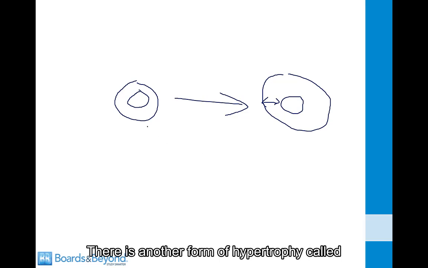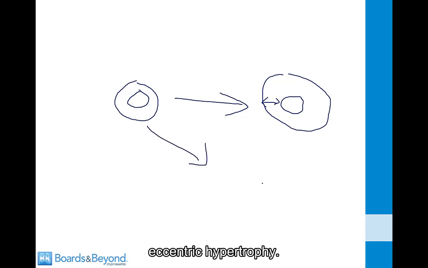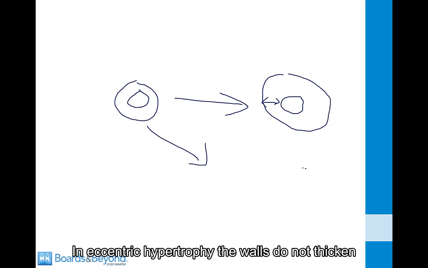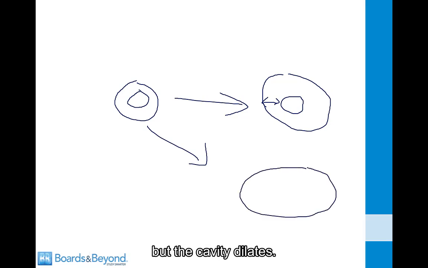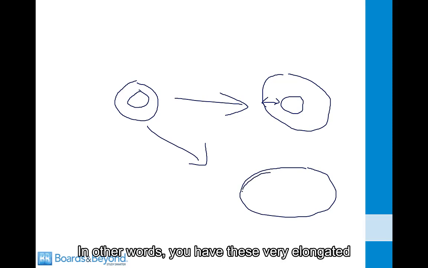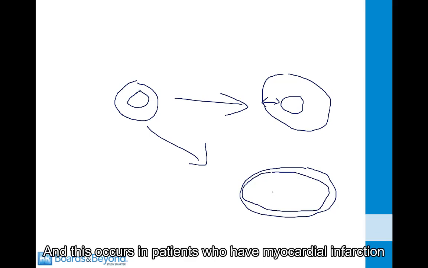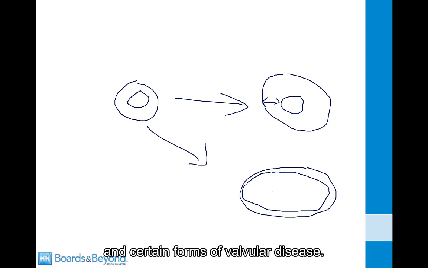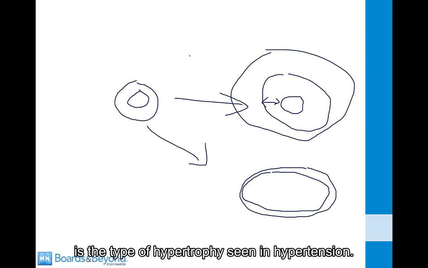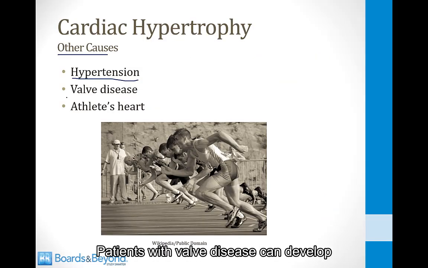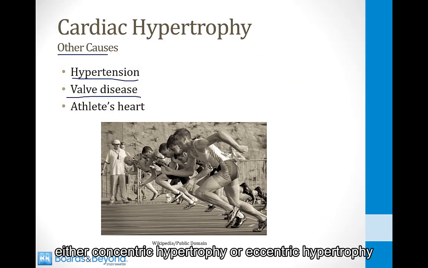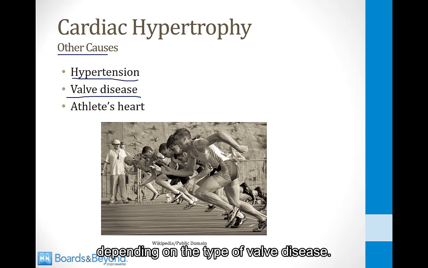There is another form of hypertrophy called eccentric hypertrophy. In eccentric hypertrophy, the walls do not thicken, but the cavity dilates. In other words, you have these very elongated but thin walls of the left ventricle. This is called eccentric hypertrophy, and this occurs in patients who have myocardial infarction and certain forms of valvular disease. But concentric hypertrophy is the type of hypertrophy seen in hypertension. Patients with valve disease can develop either concentric hypertrophy or eccentric hypertrophy depending on the type of valve disease.